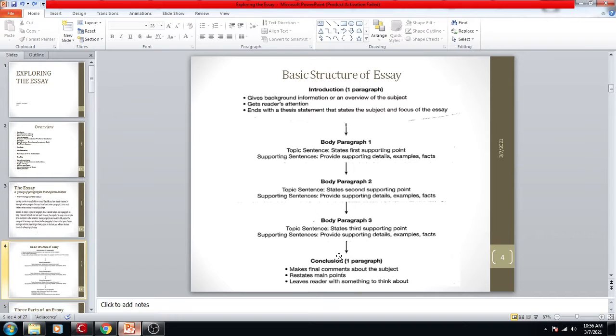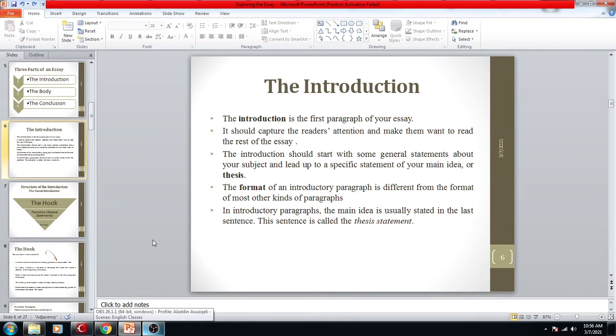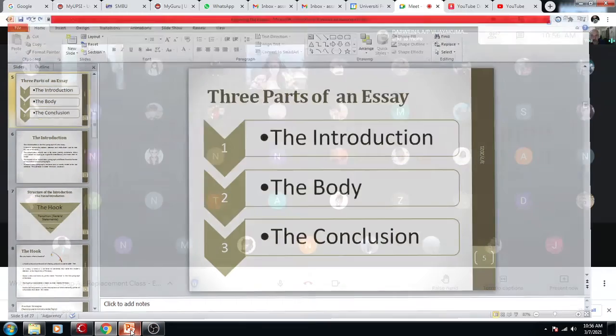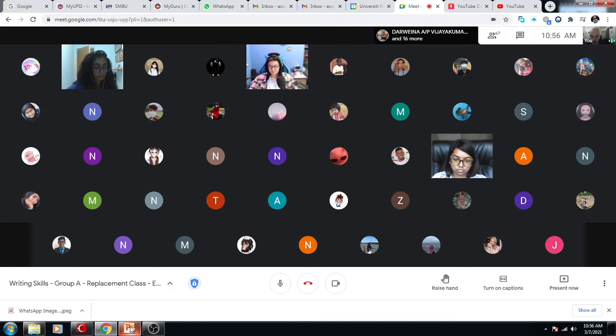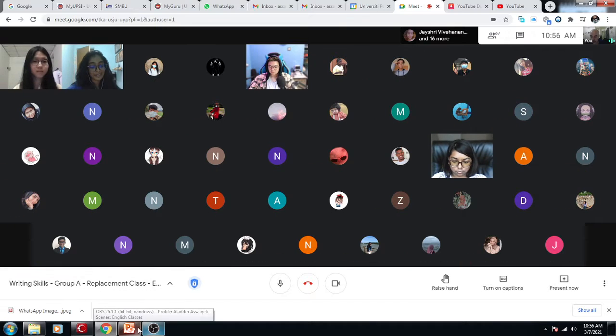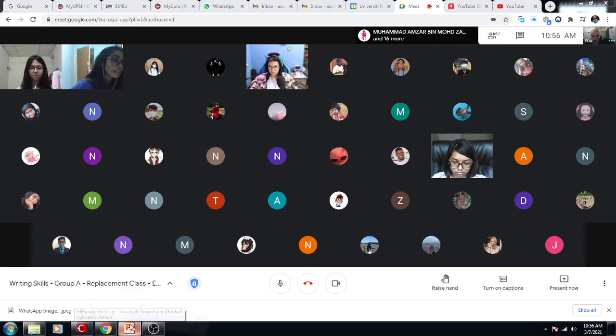And the conclusion makes final comments about the subject, restates the main points, your thesis, and leaves the reader with something to think about. So this is in general. Now we want to get into these parts one by one with a more detailed picture of the introduction, because as I said, the body, there is nothing new to it.